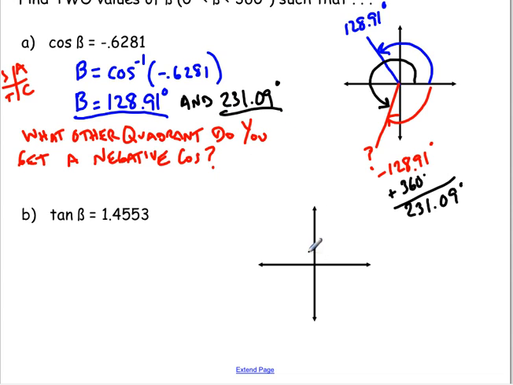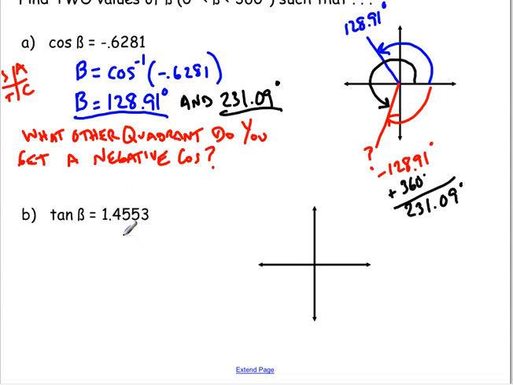Okay, so again, you had to figure out what other quadrant cosine would be negative in. And then you just kind of have to use some logic to figure out what the other angle is, because your calculator only gives you one of them.